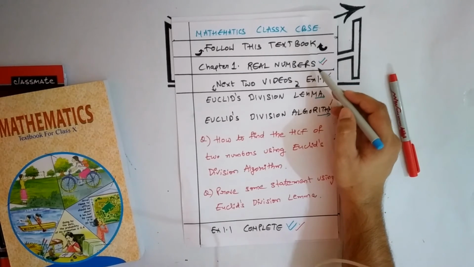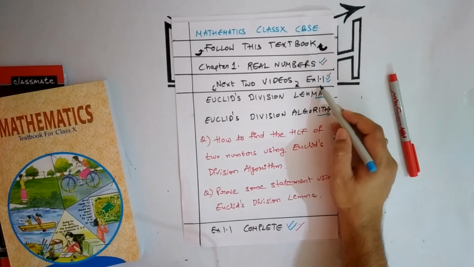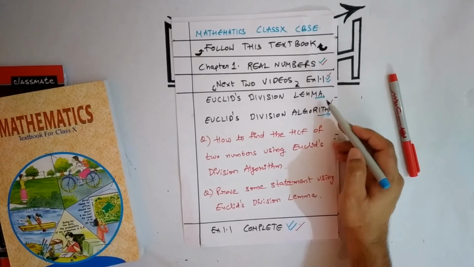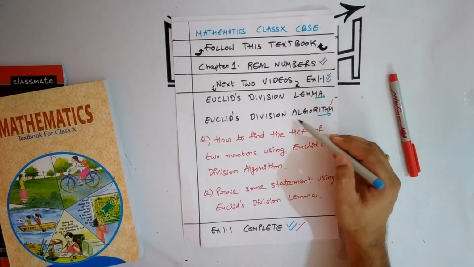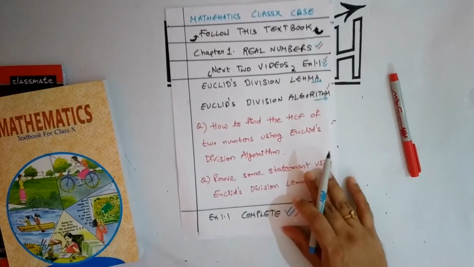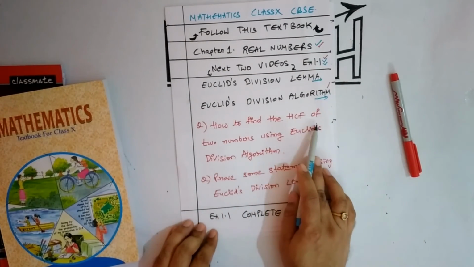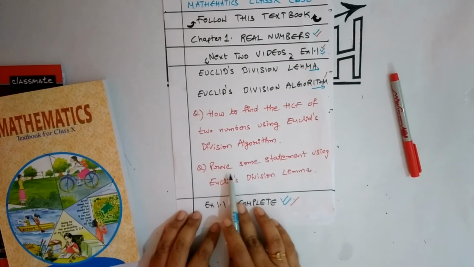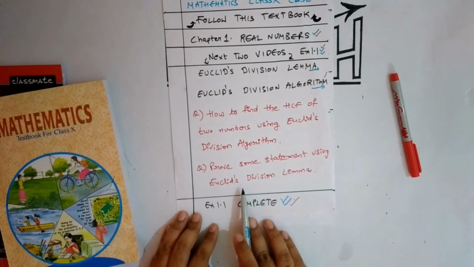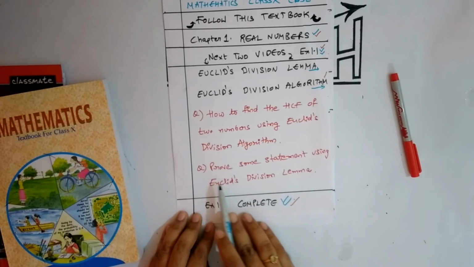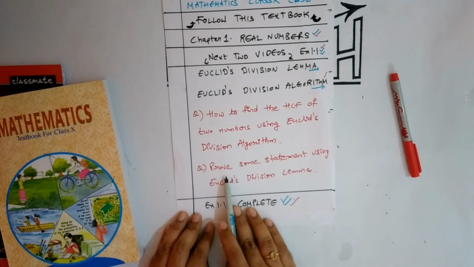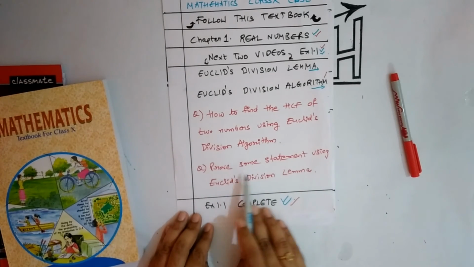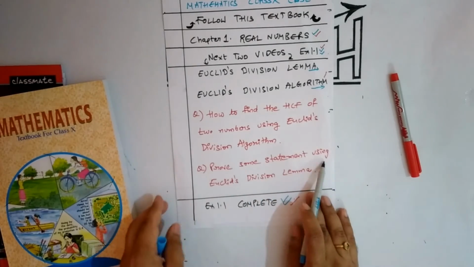So in chapter 1, real numbers, in exercise 1.1, we have two types of numericals: Euclid's division lemma and Euclid's division algorithm. The first category of numericals is how to find the HCF of two numbers using Euclid's division algorithm. And the second category is to prove some statement using Euclid's division lemma. We have just proved this numerical of this type. We have proved a statement using Euclid's division lemma.